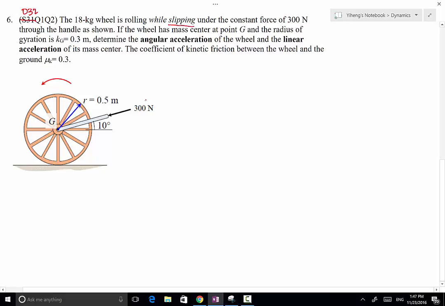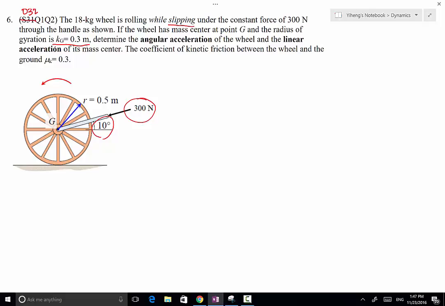And there's a force applied through this handle to its gravitational center. This force is 300 Newton with a 10-degree angle with the horizon. And the radius of gyration kG is given. That saves some trouble to calculate the mass moment of inertia about an axis passing through its gravitational center G perpendicular to the screen. And we need to determine the angular acceleration of the wheel as well as the linear acceleration of its mass center or gravitational center.